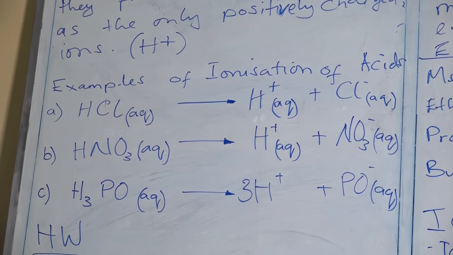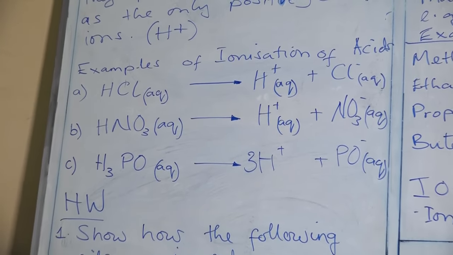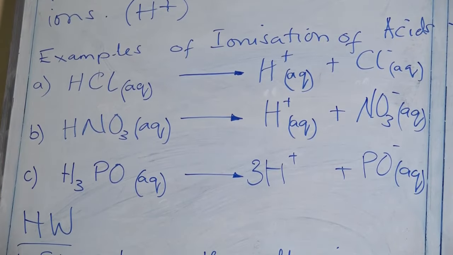The same applies with nitric acid and phosphoric acid, and you can show how the ionization of sulfuric acid will come out, that of butanoic acid, and also that of methanoic acid. So we can move on to strength of acid.